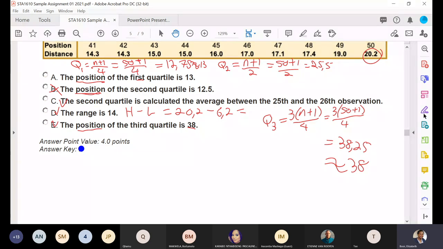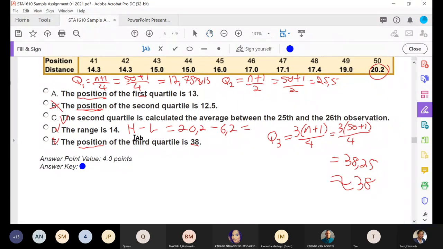Let's see. B is the only one that is incorrect. Okay.